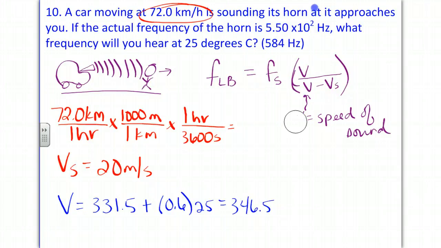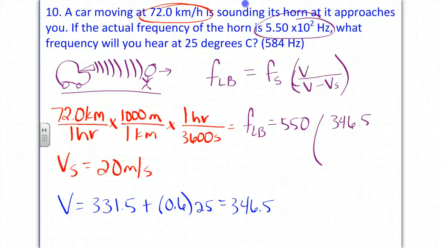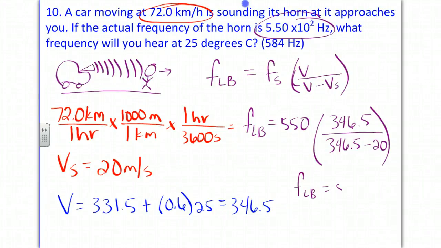So now that I have these two taken care of, I can go ahead and plug in and solve my equation. And so the question is still, what frequency will the listener hear if the frequency of the vehicle is 550 hertz times the velocity of sound, 346.5, divided by sound minus the velocity of the source. And so when we solve this, we end up with a frequency of 584 hertz.